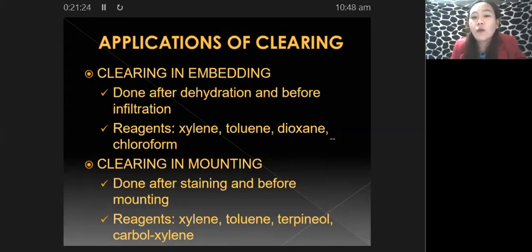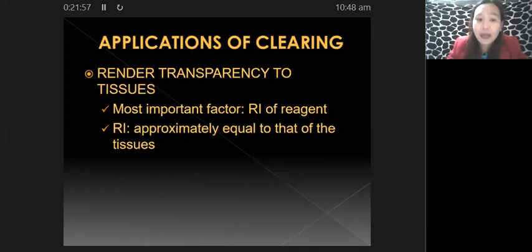Now, what are the different applications of the clearing process? One application or use in the laboratory is that it is utilized for clearing in embedding. It is also performed in clearing in mounting. And of course, the last application of clearing is to render transparency to your tissues.